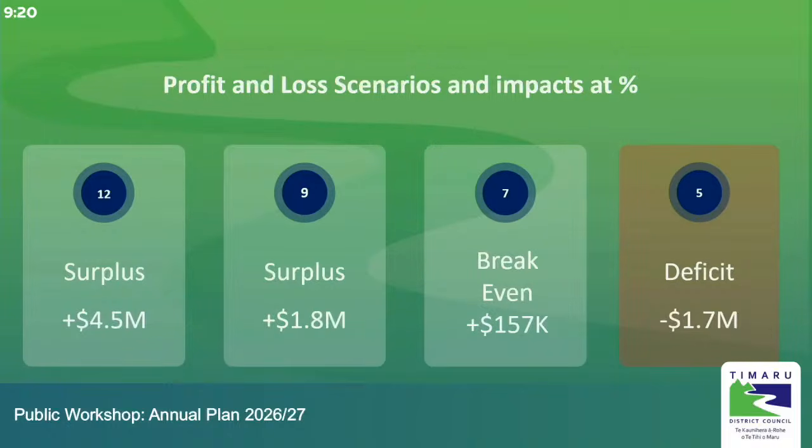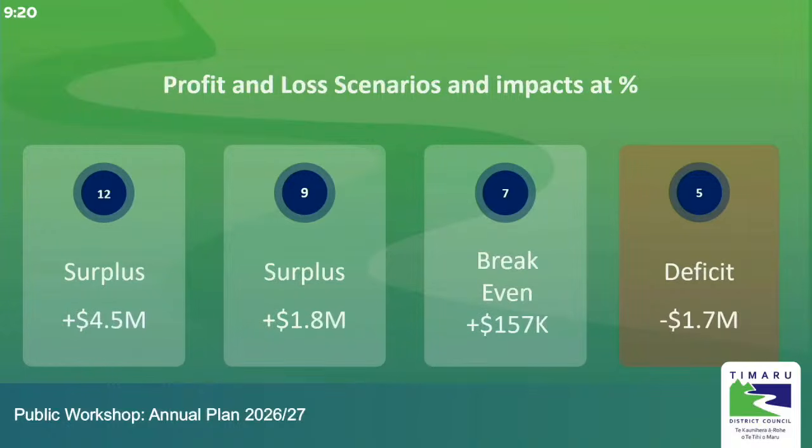What it shows is that over the last couple of years, having a 9% increase last year and actually looking at cost savings and revenue increases, we've actually been able to turn that deficit into a surplus in this year, if we continued with the 12%.